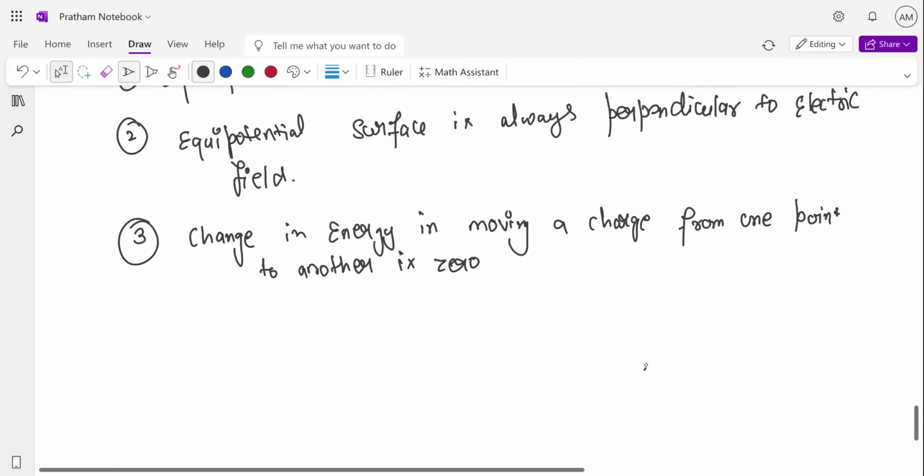Let's say I have an equipotential surface and I want to move the charge q from point a to point b. What is the work done I need to do? It is q times the difference of Va and Vb. Since it's an equipotential surface, Va and Vb are the same, so it becomes zero. So the change in energy is also zero.